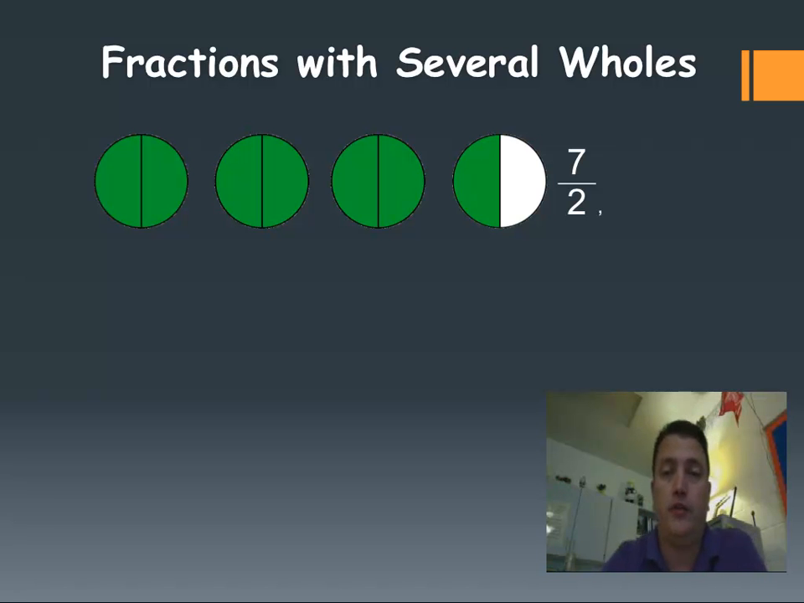Now, how would I write that as a mixed number? Well, how many wholes are shaded in right now in green? 1, 2, 3. There's my whole number. What's left here? Well, I've got 1 out of 2, or half of this one shaded. So my mixed number is going to be 3 and 1/2.